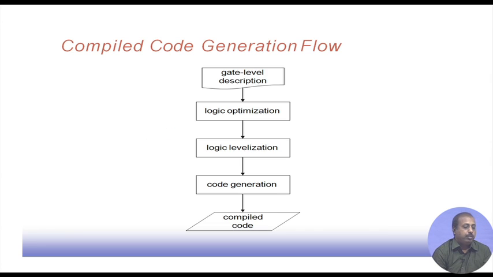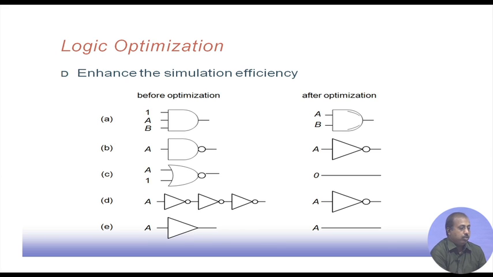In the flow graph, the gate level description goes through logic optimization, and then there is logic levelization. Logic levelization tells us which gate should be simulated at which point of time. After that, we have code generation, and that gives us the compiled code.